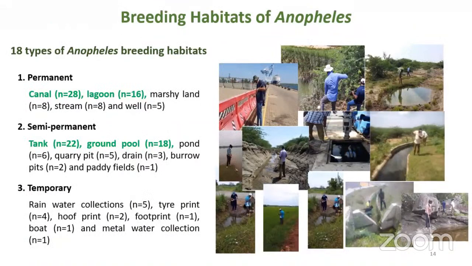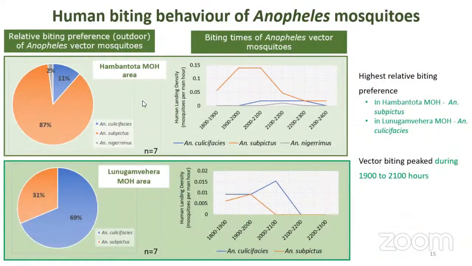Breeding habitats of Anopheles. 18 types of Anopheles breeding habitats were identified in both MOH areas under 3 categories: permanent breeding habitats, semi-permanent breeding habitats, and temporary breeding habitats. The major breeding habitats identified were canals, lagoons, tanks, and ground pools.